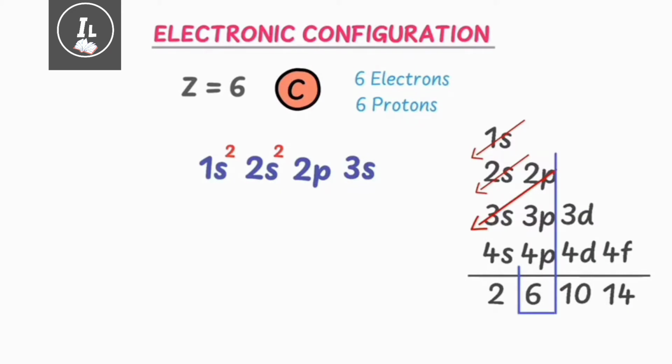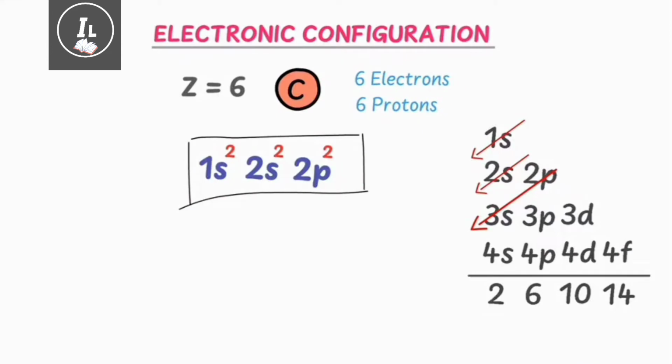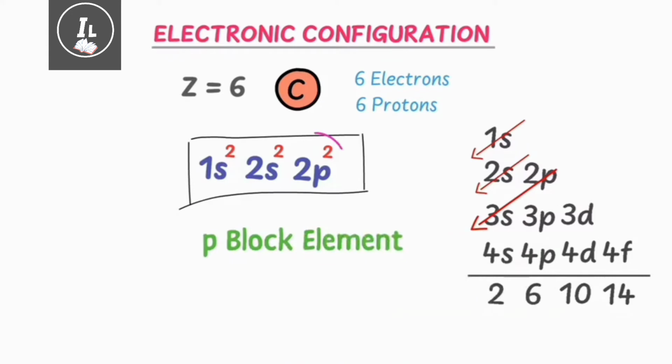We know that P can accommodate 6 electrons, but wait a second. There are 6 electrons in the carbon atom. We have already configured 4 electrons in these S subshells. So we therefore write only 2 electrons in P subshell. 2 plus 2 plus 2 is equal to 6. We do not need this 3s subshell, so I erase it. This is the electronic configuration of carbon atom. Carbon atom is also known as a p block element because its valence electrons lie in the p subshell.